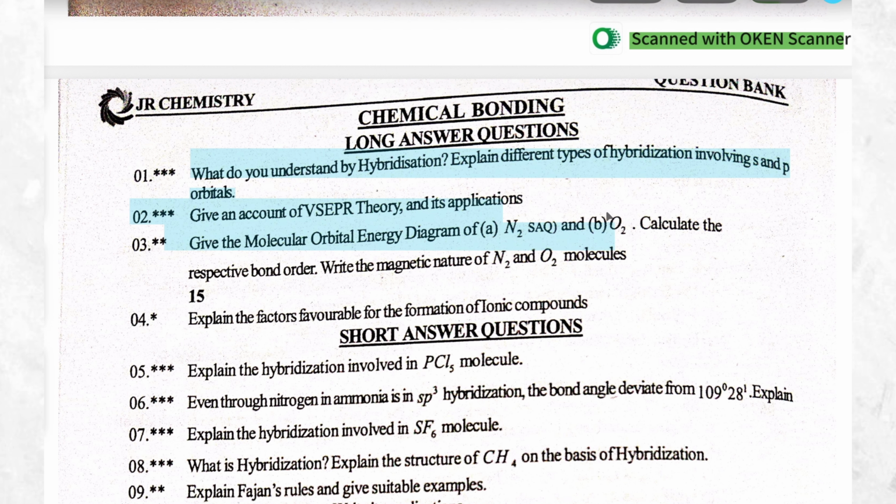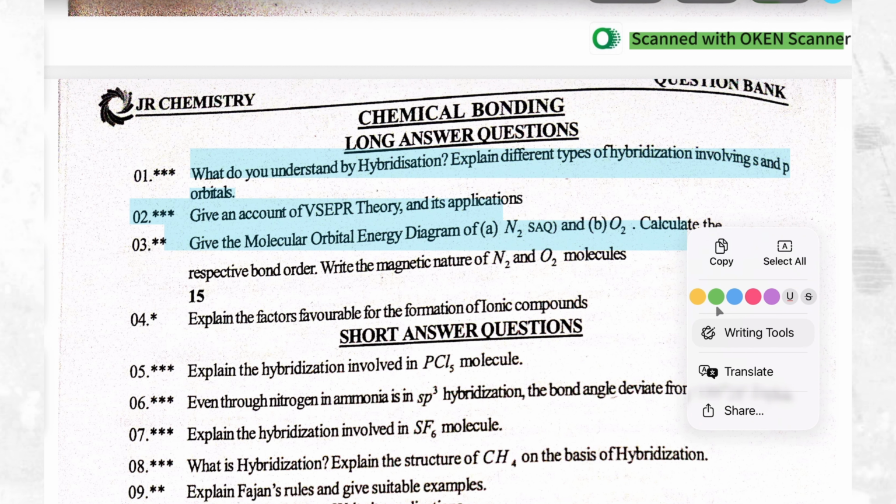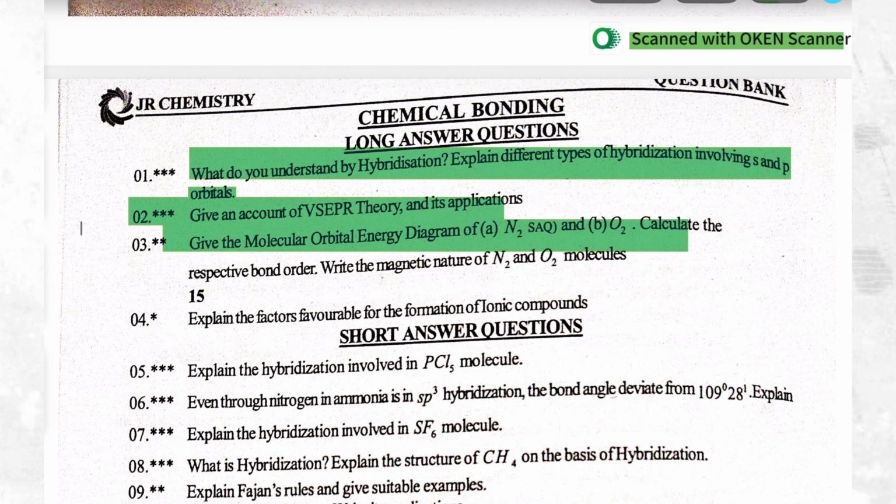Okay, mostly we need to concentrate on these three types of questions for LAQ. Clear? For LAQ, first one is hybridization. Second one, VSEPR theory. This is also not much important. VSEPR theory, very few times he asked in the annual examination. Okay, and this is important. Third one is important actually. What is the molecular orbital theory? MOT diagrams of N2 and O2. They are asking A and B for LAQ. Sometimes only they are asking A, and for the remaining they are adding one more SAQ. Don't forget. Clear? Next one. Next one.